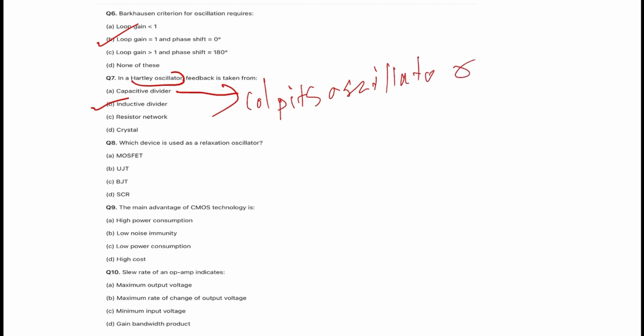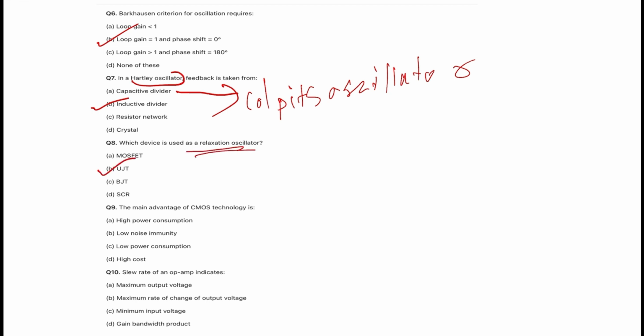Okay. Which device is used as a relaxation oscillator? Option A, MOSFET. Option B, UJT. Option C, BJT. Option D, SCR. The relaxation oscillator is UJT.